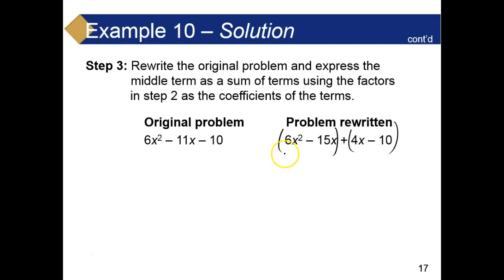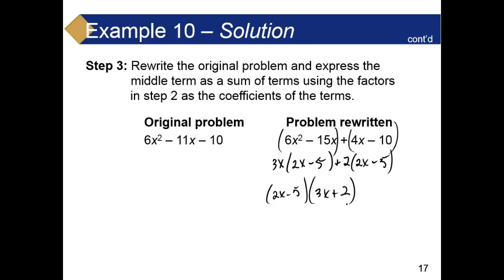What do you get here? What do we do next? 3 what? 3x, and what do you have left? 2x minus 5. And over here, factor out a 2, and what do you have left? 2x minus 5. And what does that give you? 2x minus 5 times 3x plus 2. Guess what? It gives you the same answer, just in a different order.